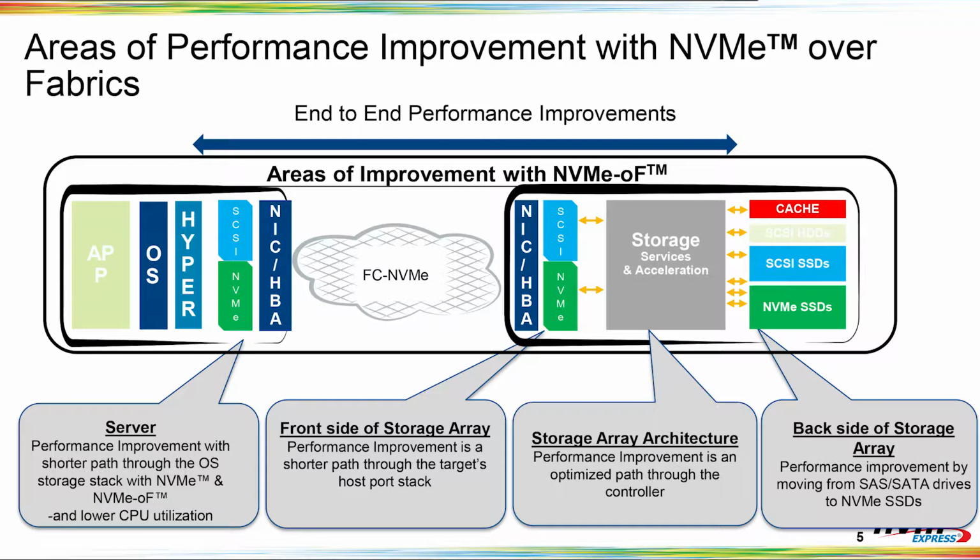If we look at the problem a little bit differently: performance improvement with NVMe over fabrics, where can we expect it to come from? Well, I'm sure you're all very well aware of the more efficient stack that we have with NVMe compared to SCSI, and therefore the improvement we get on the server side, and the same thing on the front end of the array side that enables NVMe over fabrics access to the array.